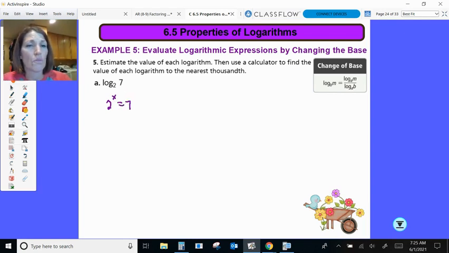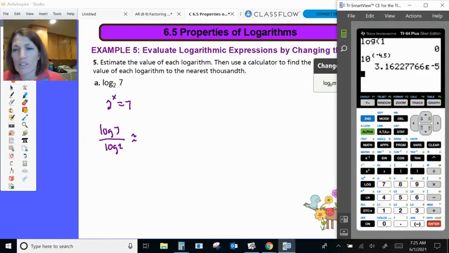Well, we know 2 to the third power equals 8, right? So we're close to that. So it's got to be somewhere under 3. And so if I'm going to use a change of base, we're going to go log of 7 over log of 2. Okay, and that's going to be approximately equal to, so we're going to pull our calculator up here.